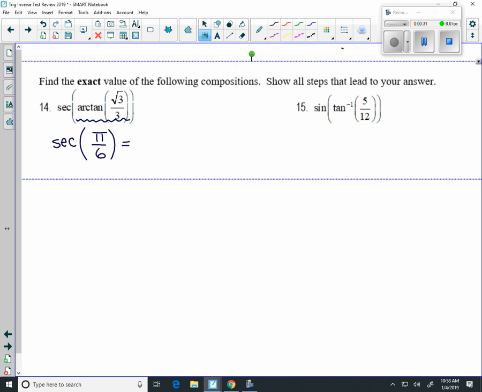Well, secant isn't my favorite. I'd rather think about cosine. So the cosine of pi over 6 is radical 3 over 2. So I'm going to flip that since secant is the reciprocal. And rationalize.